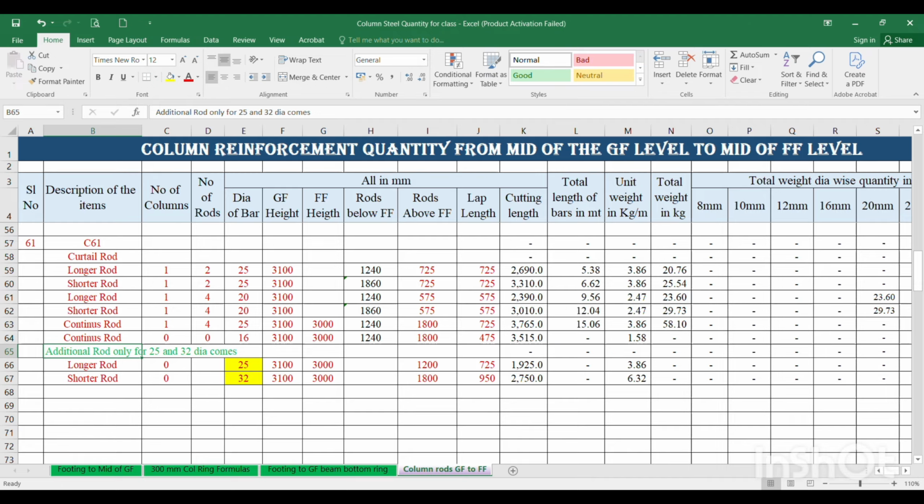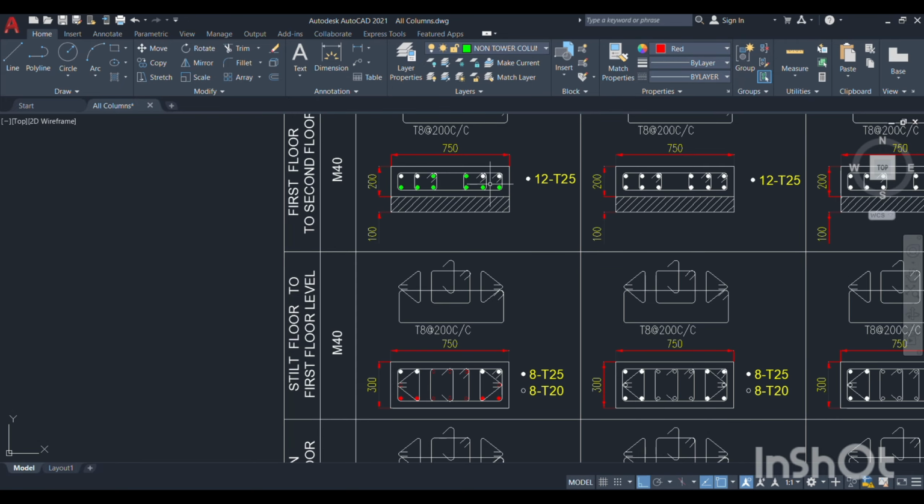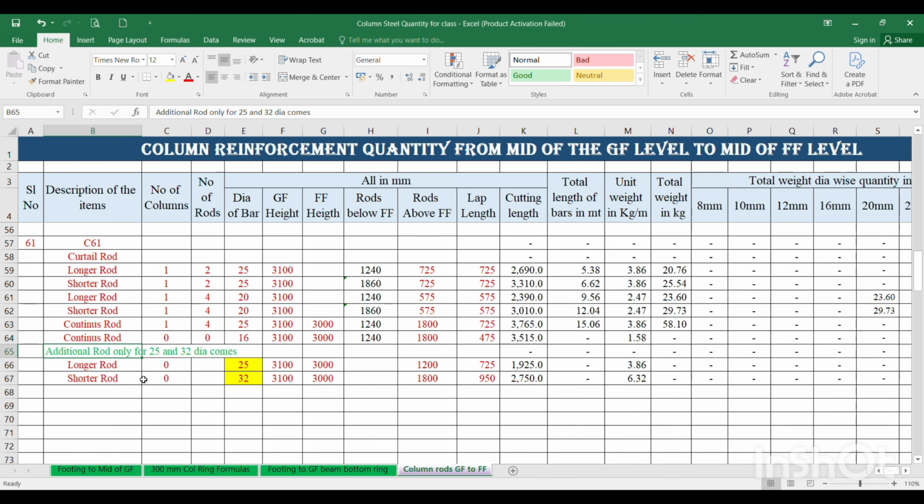So how many rods are going to be added over here? Whatever green ones I have marked, not 6 rods, 8 rods: 4 rods over here and 4 rods over here, are going to be added at the ground floor level itself, before casting the ground floor column concrete. So take these 8 rods. The number of columns is 1. So total 8 rods, no? 4 rods over here and 4 rods over here. The dia is 25 and this is also 25.